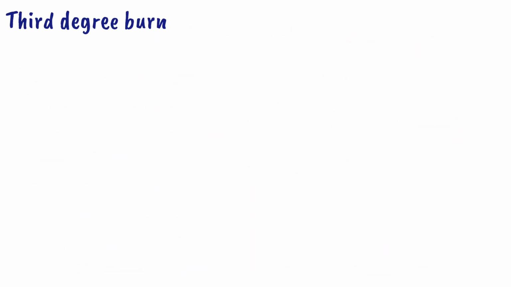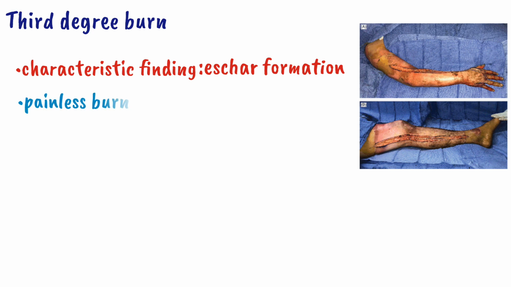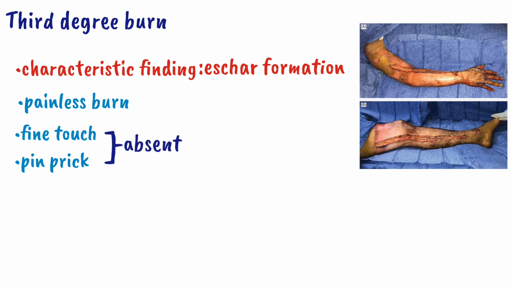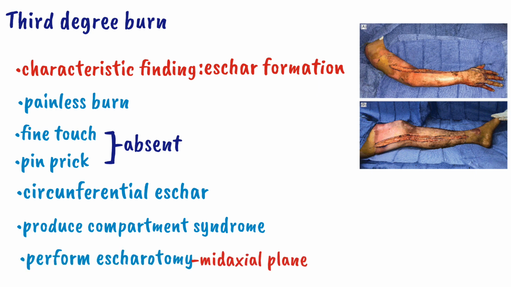Now come to the third degree burn. In the third degree burn, the characteristic clinical finding is scar formation, and it will be a painless burn. On clinical examination, the fine touch and the pinprick will be absent. In third degree burn, the scar is usually a circumferential scar, which can produce compartment syndrome. So it is important to do an escharotomy in the mid-axial plane in third degree burn. In short, whenever we find a scar in a burn, we should consider that the patient has a third degree burn.